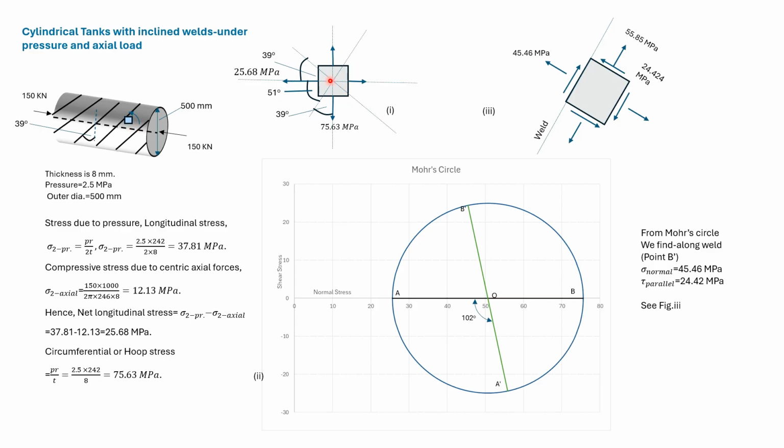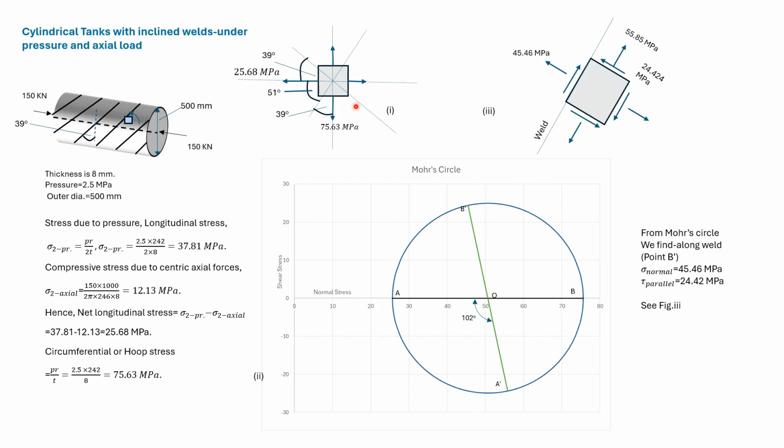For this element, these are the stresses acting. For the face of this element to align with the weld, we have to rotate it 51 degrees in the anticlockwise direction. We solve the problem using Mohr's circle.